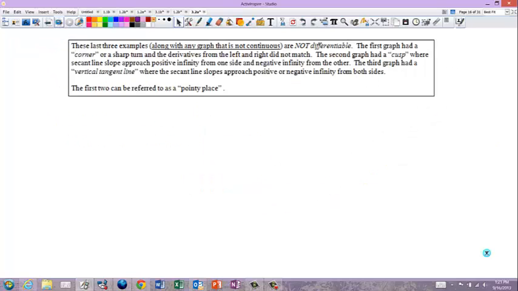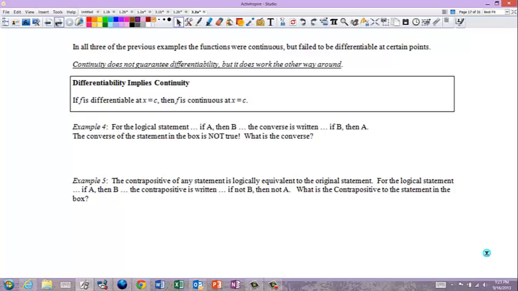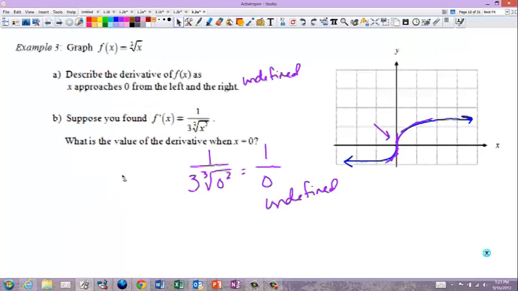And then we're going to stop right there on this video. In the next video we'll talk about other derivatives not from graphs.